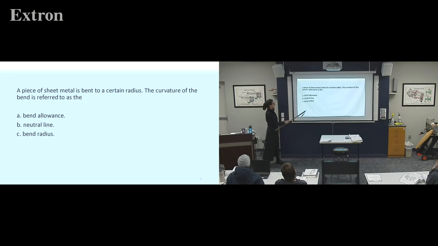How much it's being bent, so bend radius. Is it a really tight curve or a really big, gentle curve?